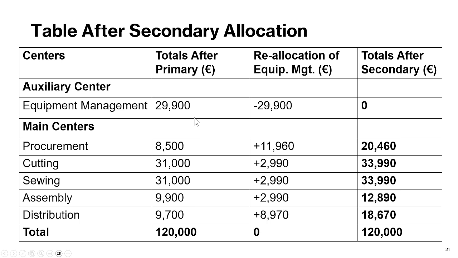This is the result. As you can see, equipment management is now zeroed out. The 29,900 has been successfully moved to the five main centers. The total cost of procurement is now 20,460, cutting is 33,990, and so on. So the grand total remains 100,020. Now all our direct costs are sitting in departments that actually work on the product. We are ready for the final step.